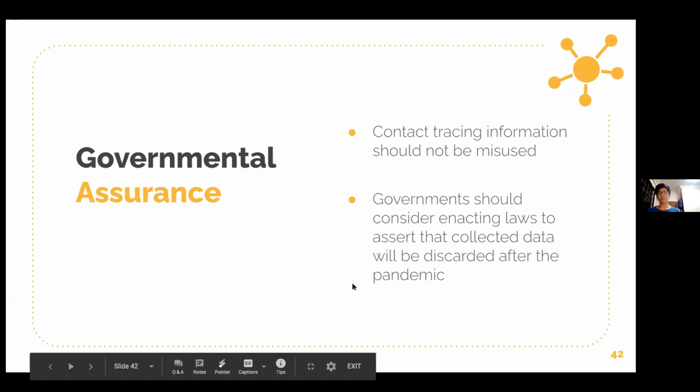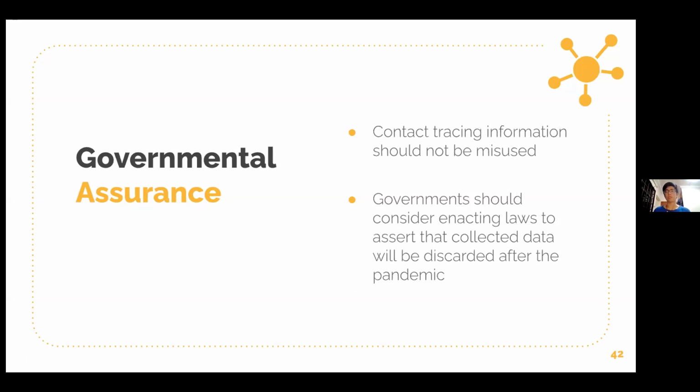One final food for thought is governmental assurance. With contact tracing, the governments or whoever's doing the contact tracing, it might be the companies releasing the apps as well, we believe that the contact tracing information should not be misused, and governments should consider enacting laws to assert that all this data that has been collected will be discarded after the pandemic.